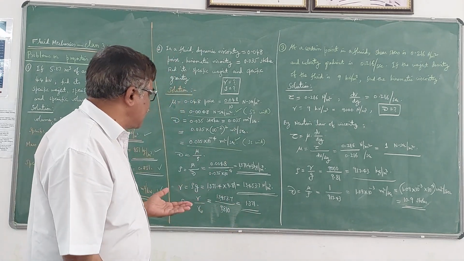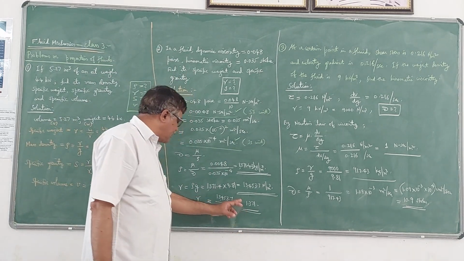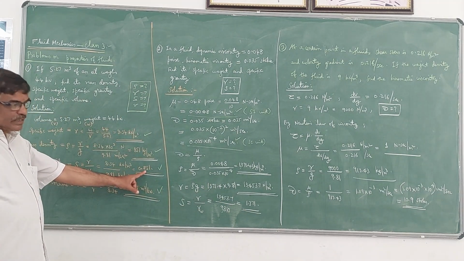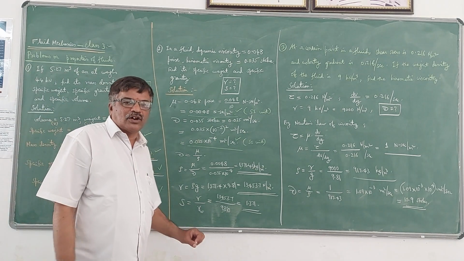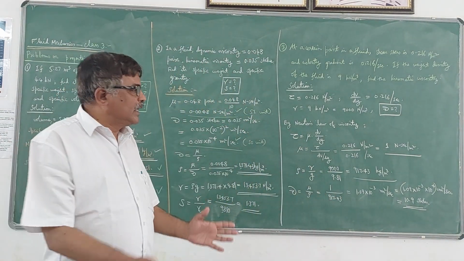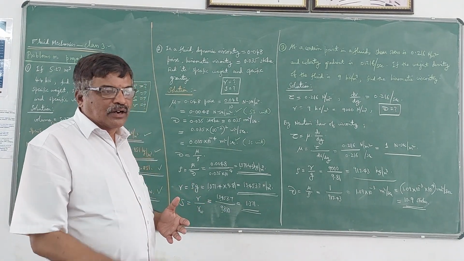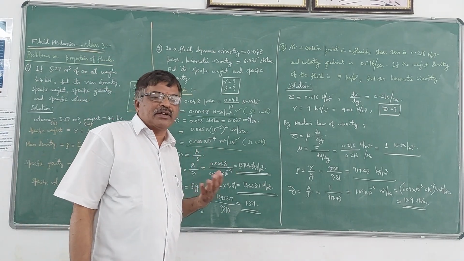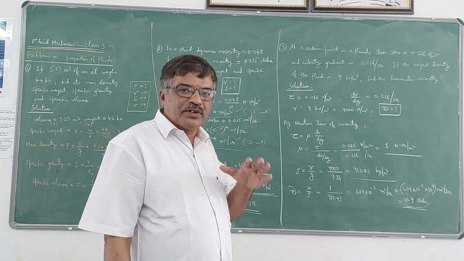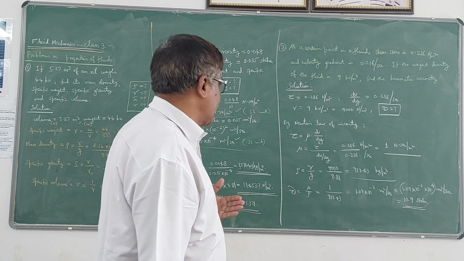So you can say that this is heavier than water, whereas in the earlier problem it is lighter than water because it is less than 1. So any fluid which has a specific gravity value greater than 1 is heavier than water, and less than 1 is lighter than water. For mercury, the specific gravity value is 13.6. That means mercury is 13.6 times heavier than water.